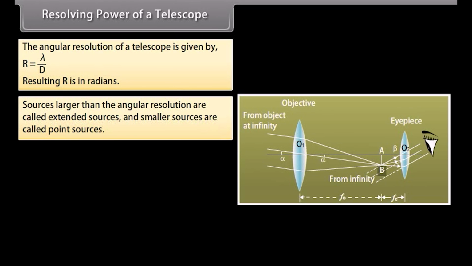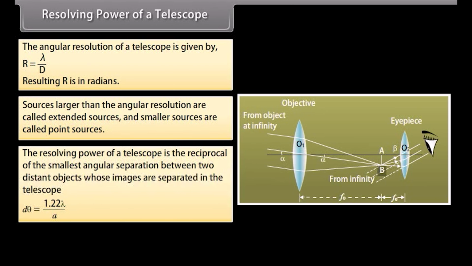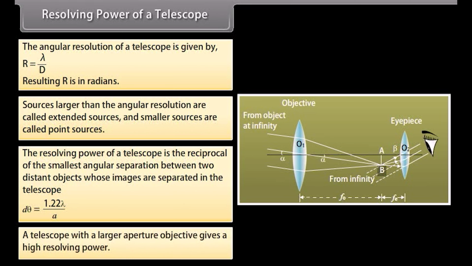Sources larger than the angular resolution are called extended sources and smaller sources are called point sources. The resolving power of a telescope is the reciprocal of the smallest angular separation between two distant objects whose images are separated in the telescope. D theta is equal to 1.22 lambda divided by A. A telescope with a larger aperture objective gives a high resolving power.